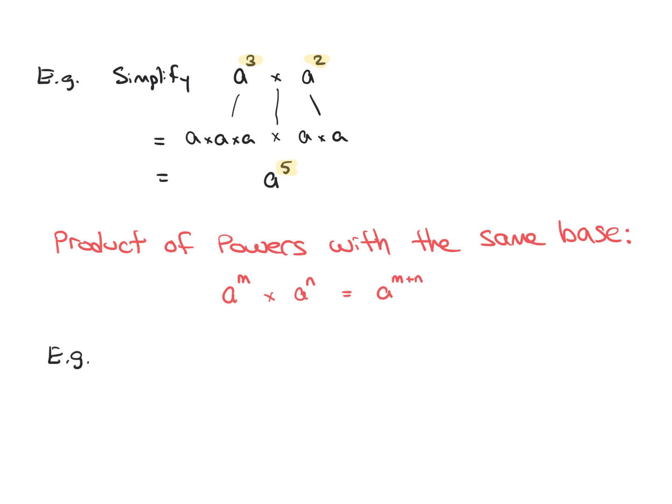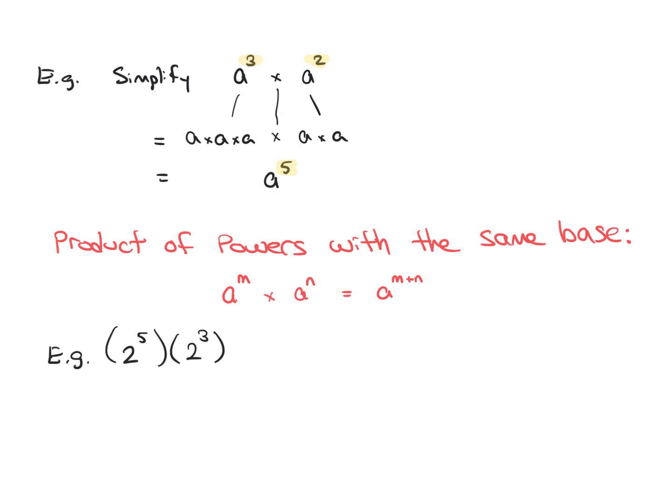Let's say you have 2 to the exponent of 5 times 2 to the exponent of 3. So remember, this is another way to express multiplication. You don't have to use that cross symbol all the time. Sometimes it will just be terms in brackets.